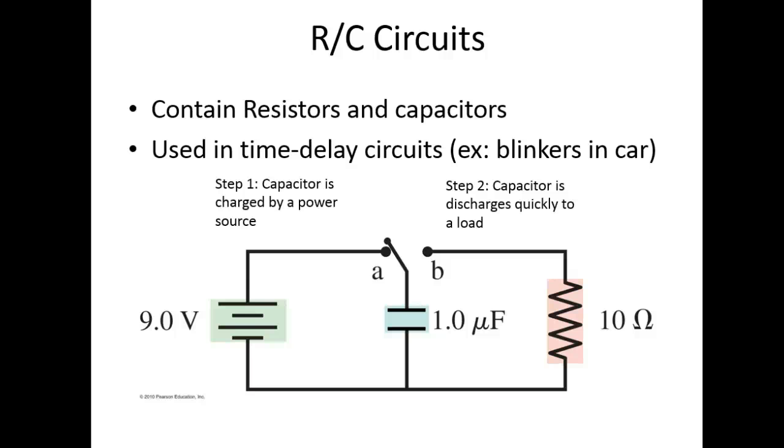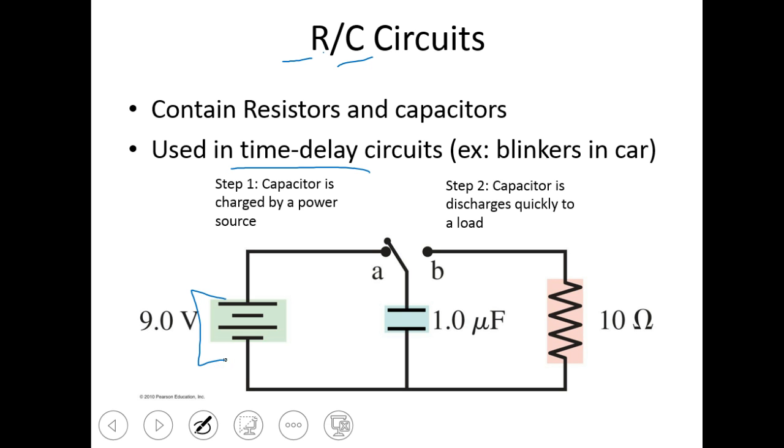Alright, so the last part of chapter 23 has to do with RC circuits. These are circuits that contain both resistors, like a light bulb or maybe a speaker, as well as capacitors. And these kinds of circuits are typically used as time delay circuits. And so what we see is that there's usually a battery of some sort that's charging a capacitor.